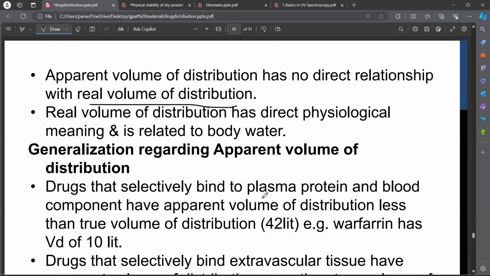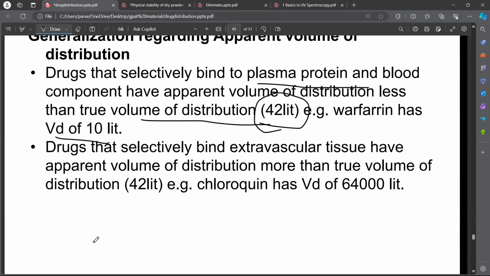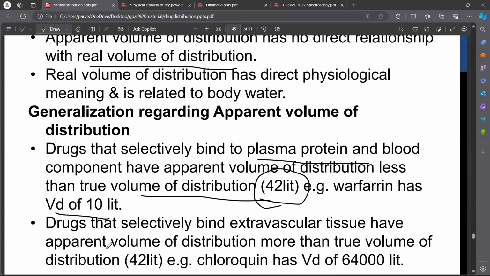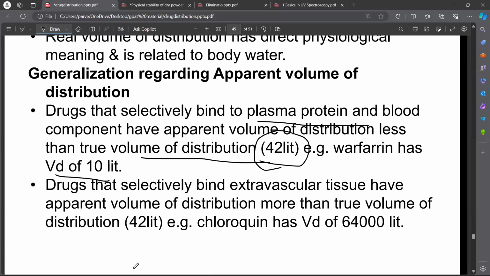Drugs that selectively bind to plasma protein or blood components have an apparent volume of distribution less than the true volume of distribution. For example, warfarin has a VD of 10 liters, because the true volume of distribution is 42 liters, but the apparent volume of distribution differs. Drugs that selectively bind to extravascular tissues have an apparent volume of distribution more than the true volume. For example, chloroquine has the highest volume of distribution, and this was also asked in GPAT 2023.